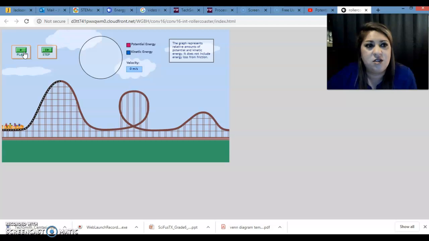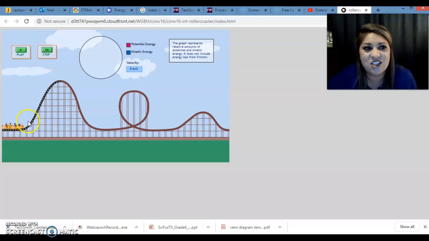So what about mass? Do you guys think that mass is going to have an effect on kinetic energy? If we were to take this cart and we added more people to this cart, then do you think that that's going to increase or decrease our kinetic energy? Hopefully you guys said that that's going to increase our kinetic energy.